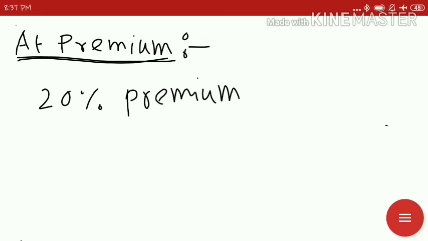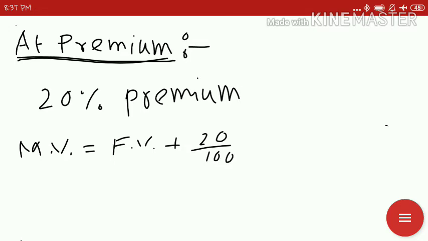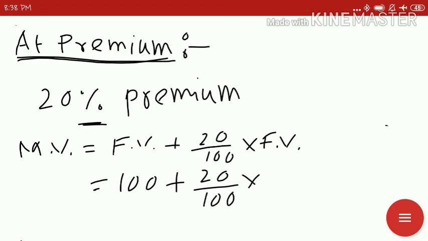20% premium. That means the market value will be 20% more than the face value. So we will calculate it like that: market value equals face value plus the percentage at which the premium is given, on the face value. I have said that the premium should be calculated on the face value if it is given in percentage. So if the face value is 100, then it will be 100 plus 20 by 100 into 100. By calculating, you can easily find that the market value is rupees 120.